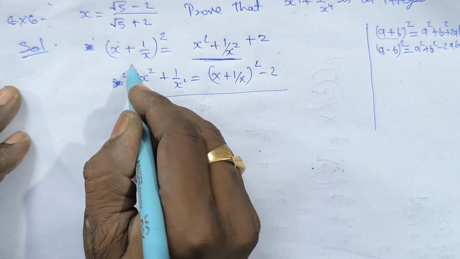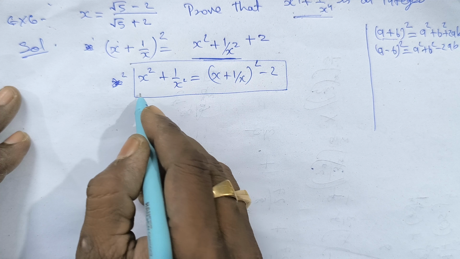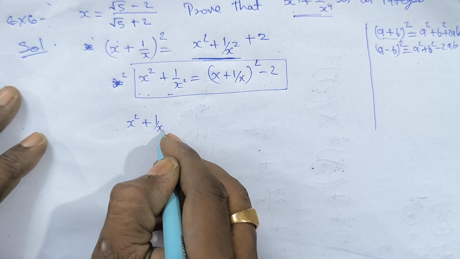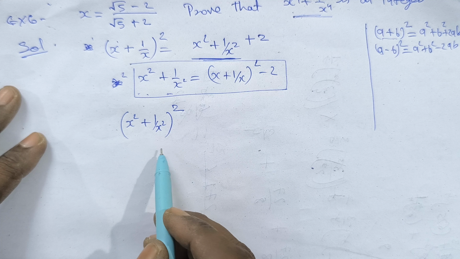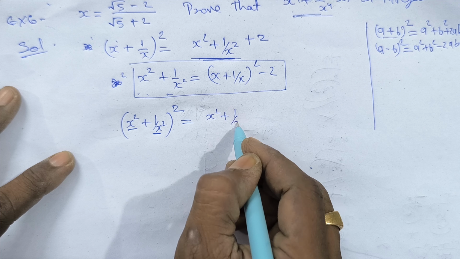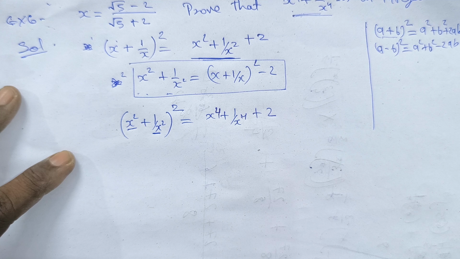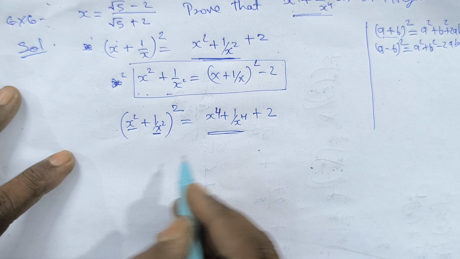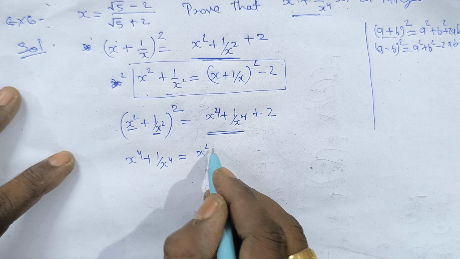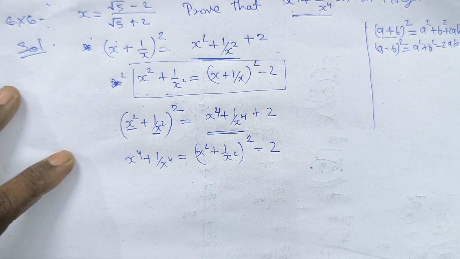Understood? Now we need to work till x power 4. So if we make this whole square, x square plus 1 upon x square whole square, this is a, this is b, so it will become x power 4 plus 1 upon x power 4, a square plus b square plus 2. So x power 4 plus 1 upon x power 4 will be x square plus 1 upon x square whole square minus 2. This is understood?